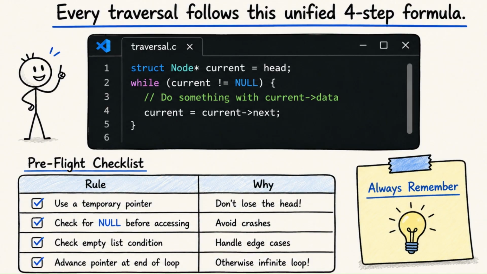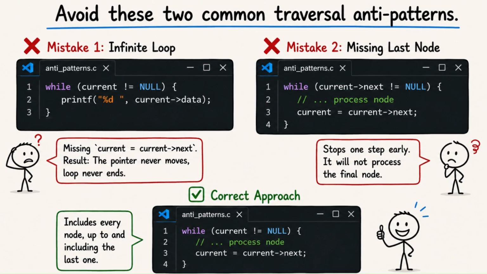Rule 3. Check the empty list condition immediately to handle any weird edge cases. And Rule 4. Always advance the pointer at the end of the loop so you don't accidentally create an infinite loop. And speaking of loops, let's look at 2 final failure states you should permanently avoid. Mistake 1 creates a frozen infinite loop. Here, the developer printed the data but completely forgot the current equals current dash next advancement line. The pointer never moves, the condition is always true, and the program just freezes forever.